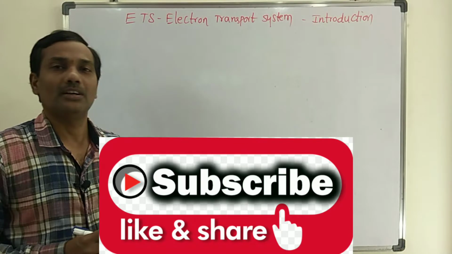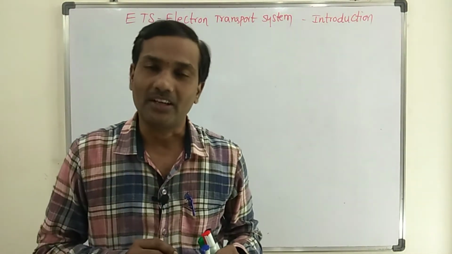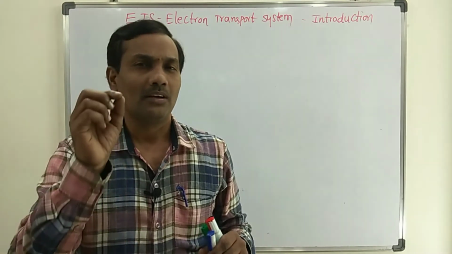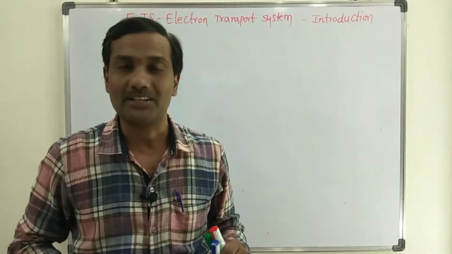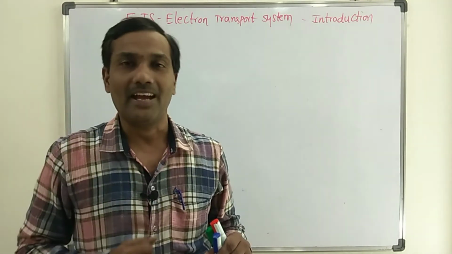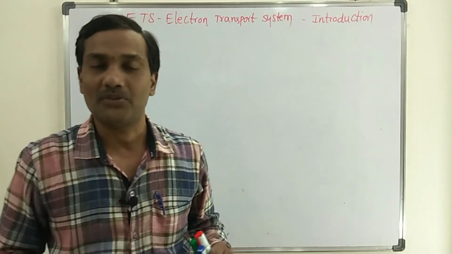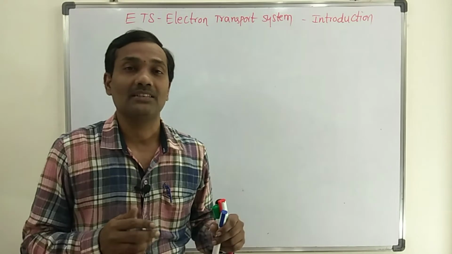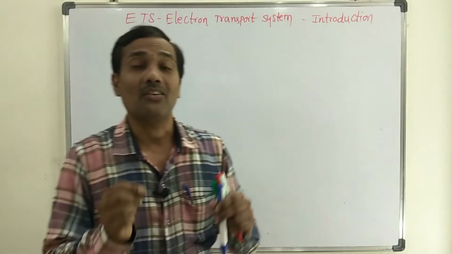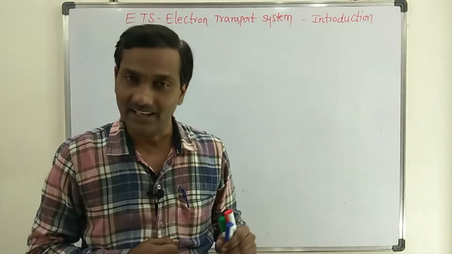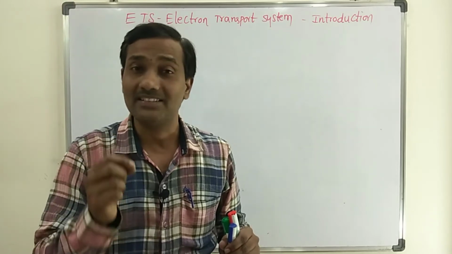Now I am going to give the introduction about ETS, Electron Transport System. During respiration, especially in aerobic respiration, in the link reaction, oxidative decarboxylation step and Krebs cycle, NADH plus H plus and FADH2 are formed. They are oxidized in ETS for formation of ATP, the energy currency of the cell.